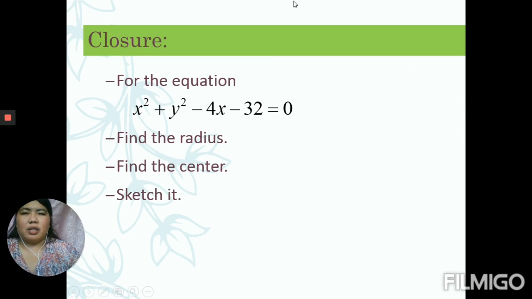And for the last part, sa closure natin, I will leave it here. Solve this equation, x squared plus y squared minus 4x minus 30 equals 0. So, naka-general equation din siya. You have to find the radius and the center and you have to sketch the graph. Kailangan lang gamitin mo muna yung standard form of the equation of the circle bago mo mahanap yung radius and center and bago mo siya ma-sketch. Yan yung ating closure. Lahat ng bagay may closure.